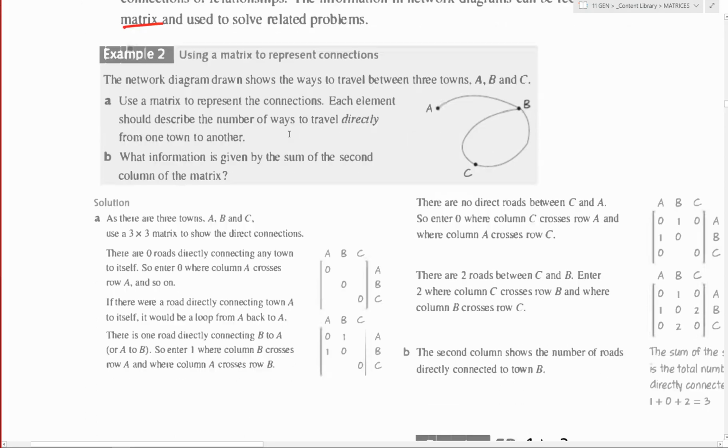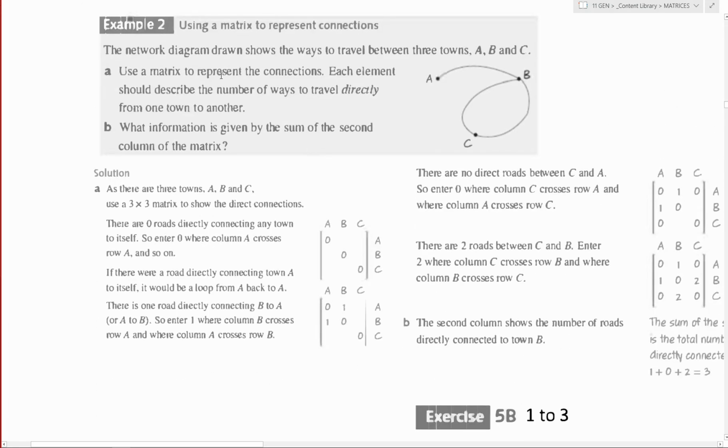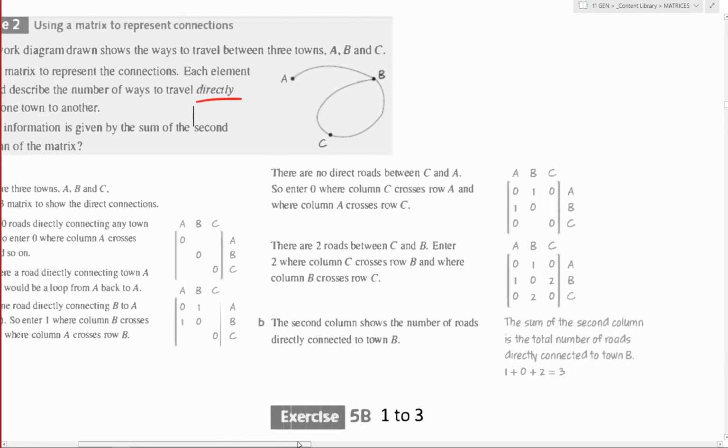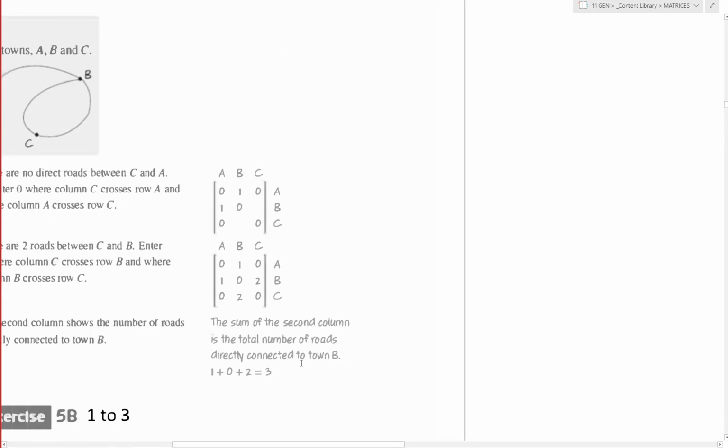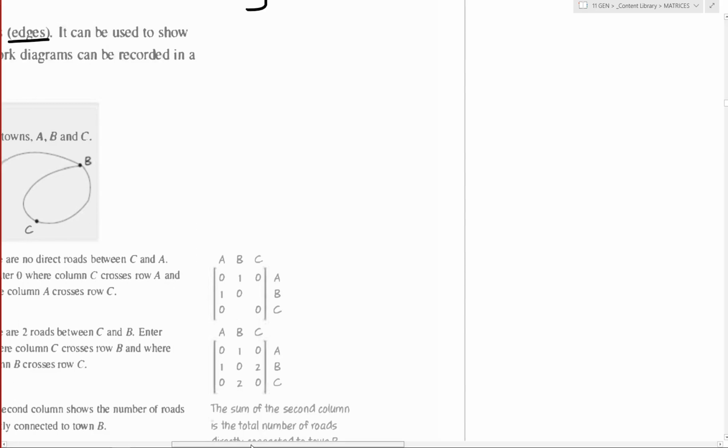The network diagram drawn below shows the ways to travel between towns A, B, and C, so that's the context again with networks. Use a matrix to represent the connections. Each element should describe the number of ways to travel directly from one town to another, so it's direct connections only. What information is given by the sum of the second column of the matrix? You can probably see all the working out there already, but I'll do it again here so people can actually see what to do.